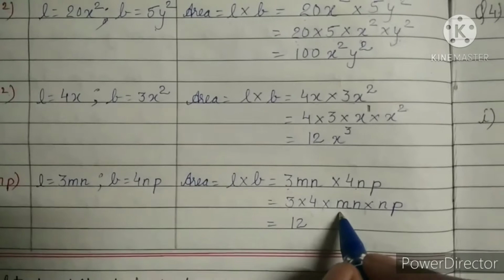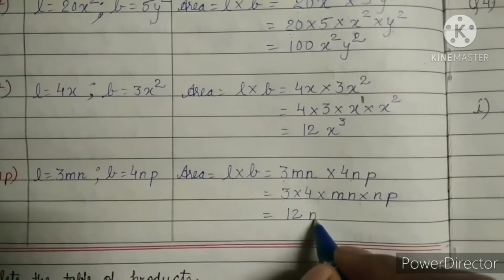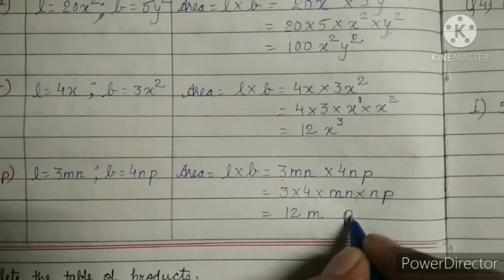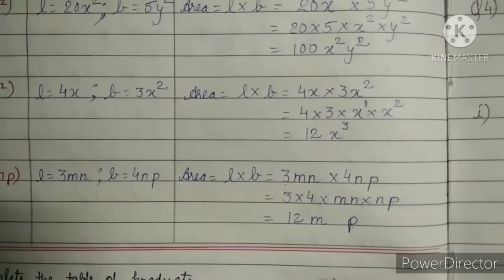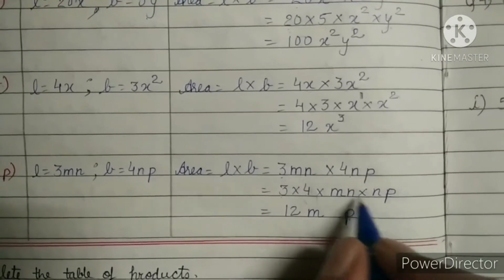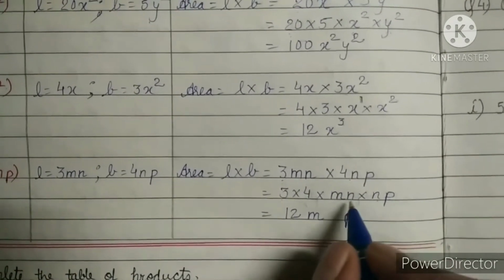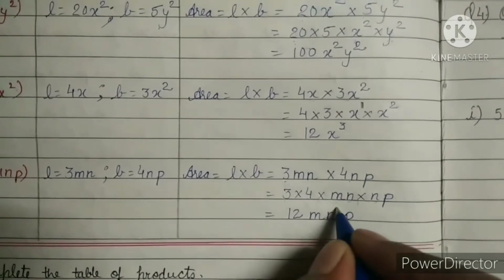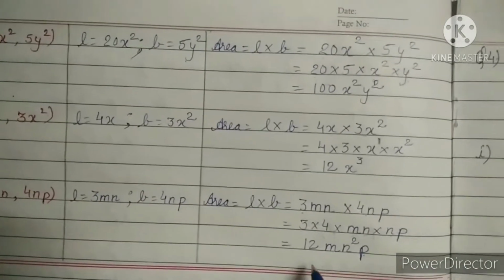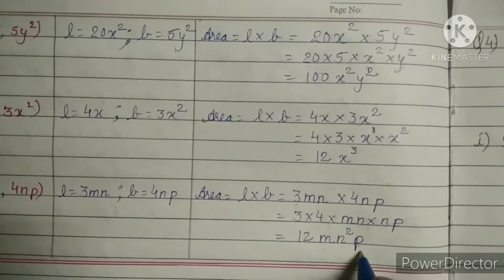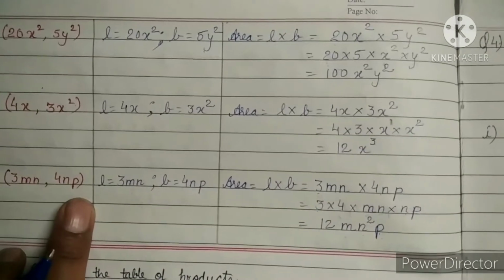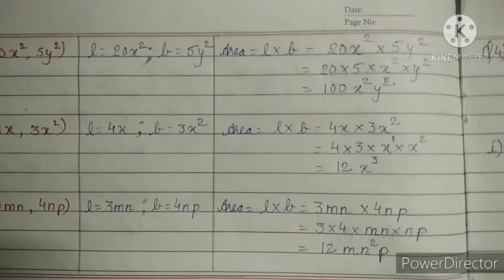You can see m is only one time, so it will remain the same. p is also one time, so it will also remain the same. But how many times is n multiplying with itself? n is multiplying 2 times. It means here we have n to power 2. So 12mn square p will be the answer of 3mn into 4np. So this is the solution of question number 2 of exercise 9.2.